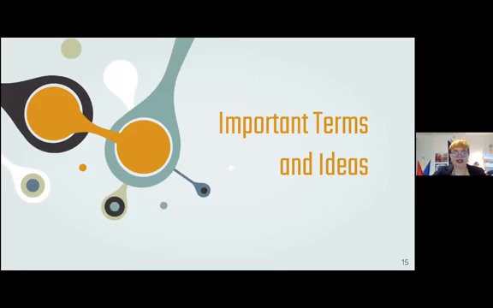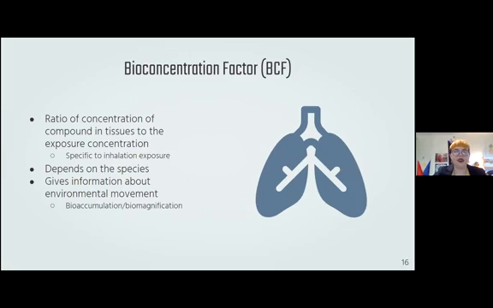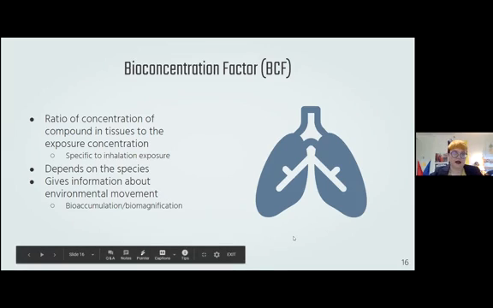So a couple important terms and ideas outside of the ones I just talked about. First of all, the bioconcentration factor. The bioconcentration factor is the ratio of the concentration of a compound in the tissues of a living thing to the exposure concentration, specifically inhalation exposure. A lot of times it's studied in fish, so it's the concentration just in the water that the fish live in. This bioconcentration factor changes depending on the species, and it can give information about environmental movement because of bioaccumulation and biomagnification. So the way that these compounds could move through like the food chain as they bioaccumulate going up the food chain, which is why we saw the effects of DDT in eagles before anything else.